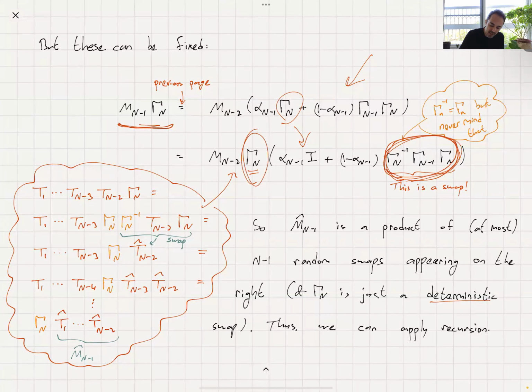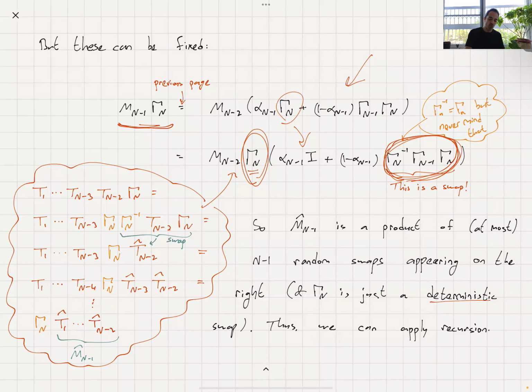that you have this gamma n here. Gamma n is a fixed permutation. It's not a random swap. It's not a t, it's a gamma. But if you want to continue on, then you want always the random swap to be on the right. So you can open it up to I plus gamma and work your way through.